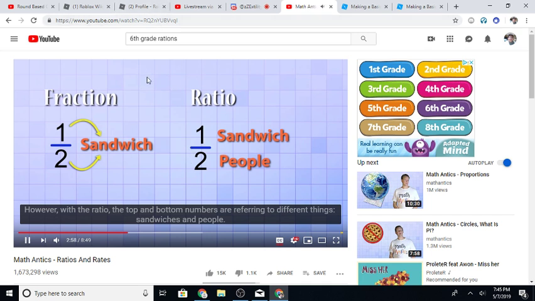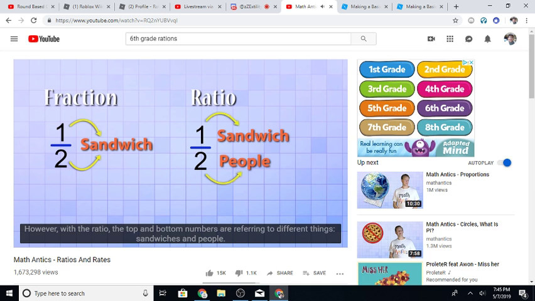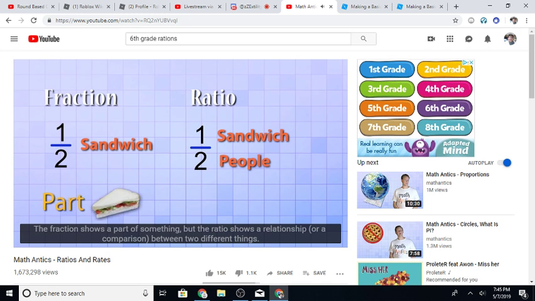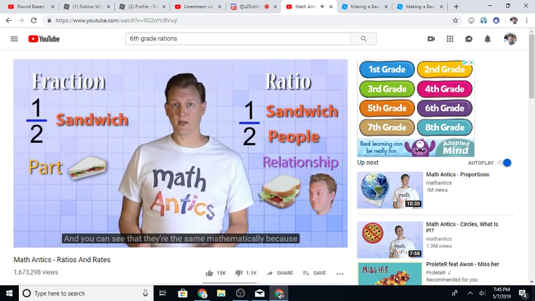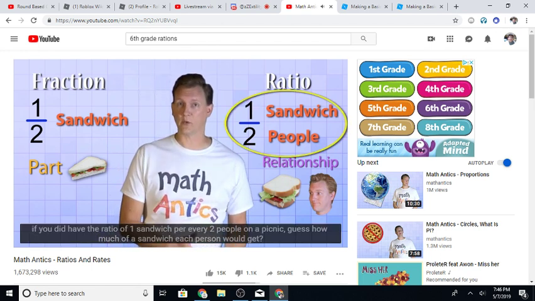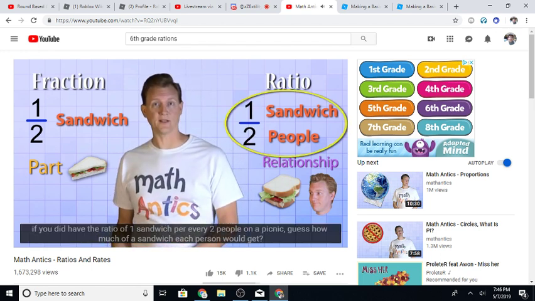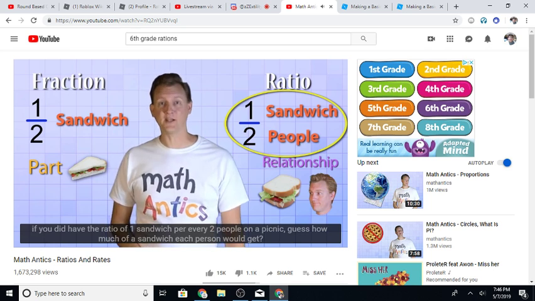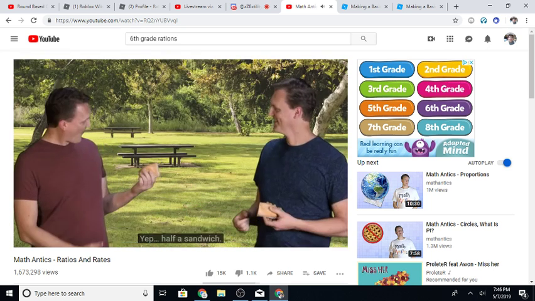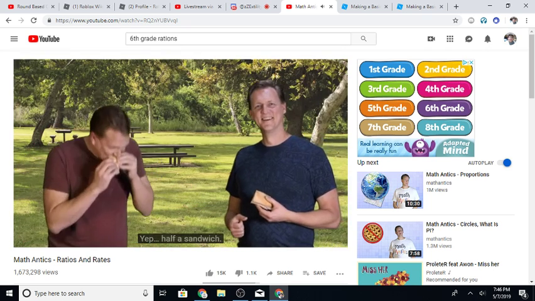With the ratio, the top and bottom numbers are referring to different things, sandwiches and people. The fraction shows a part of something, but the ratio shows a relationship or a comparison between 2 different things. And you can see that they're the same thing mathematically, because if you did have the ratio of 1 sandwich per every 2 people on a picnic, guess how much of a sandwich each person would get? Yep, half a sandwich.